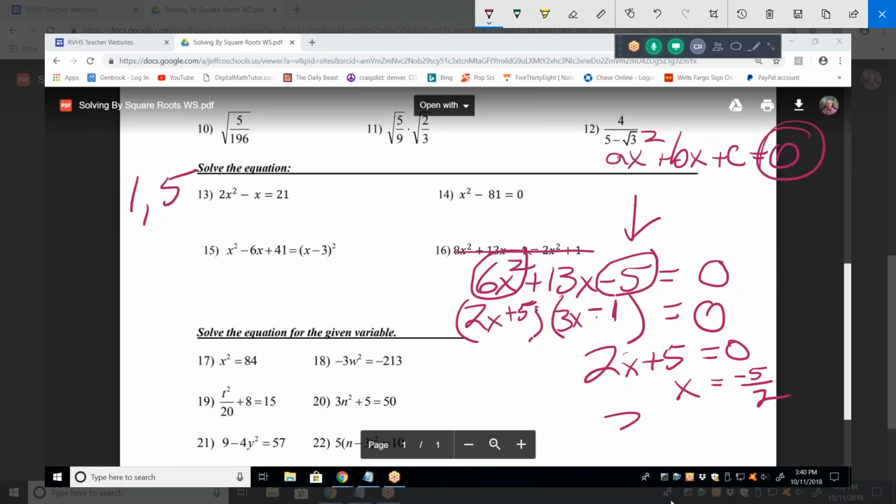Or 3x minus 1 equals 0. In other words, what you do is you set both terms equal to 0 and solve. And if 3x minus 1 equals 0, x equals 1/3. There are your 2 solutions. And expect 2 solutions. When you're dealing with quadratics, you almost always get 2 solutions. Okay? All right, let's move on.